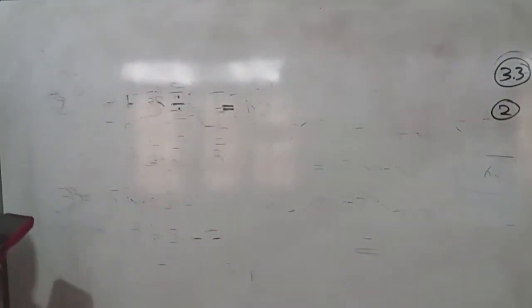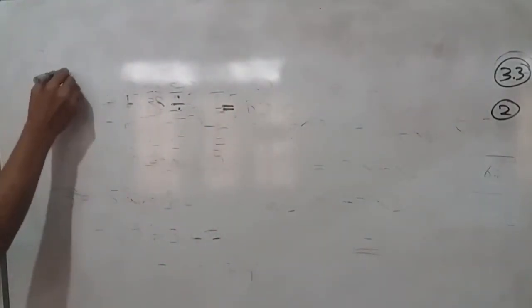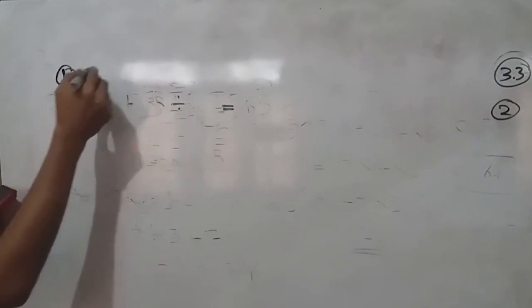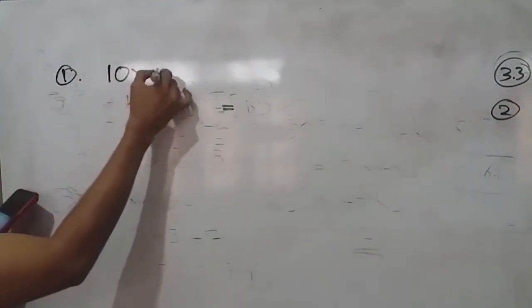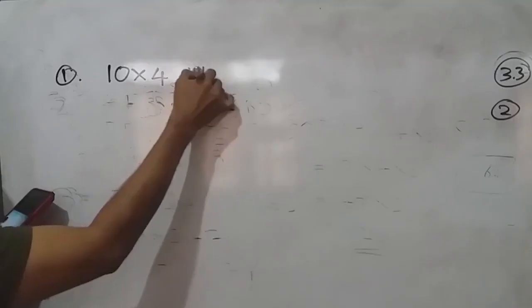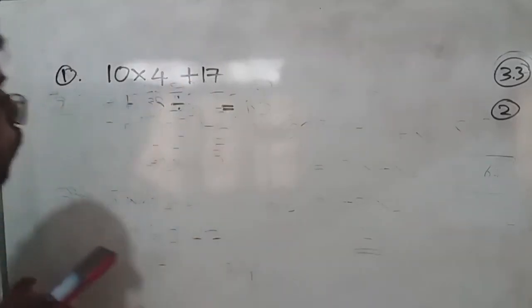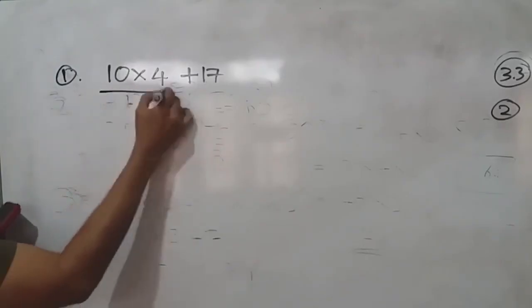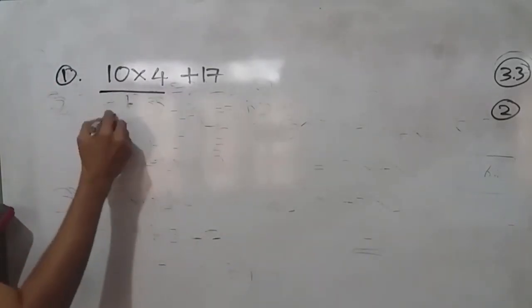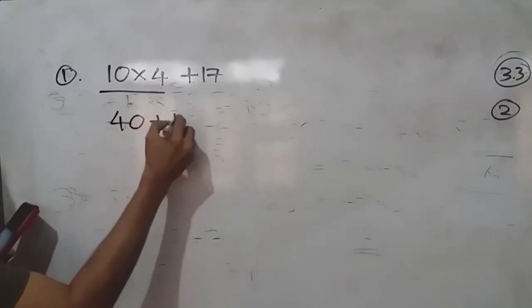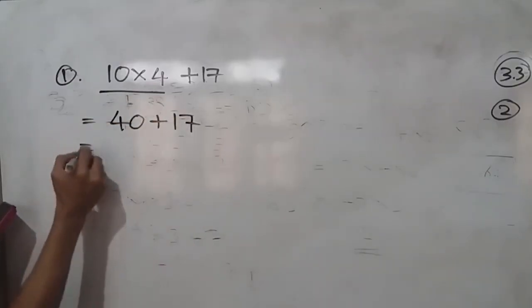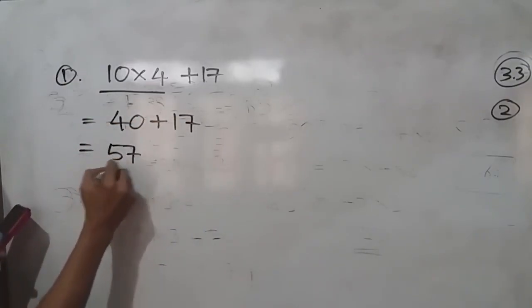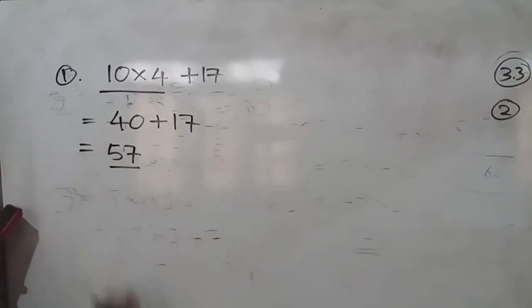Second part of the question, simplify the following expressions, right? So part 1, 10 times 4 plus 17. 10 times 4 plus 17, right? So we have to do the multiplication part first. 10 times 4 is what? 40. Add a 17 to that, that becomes 57. 57. Right.